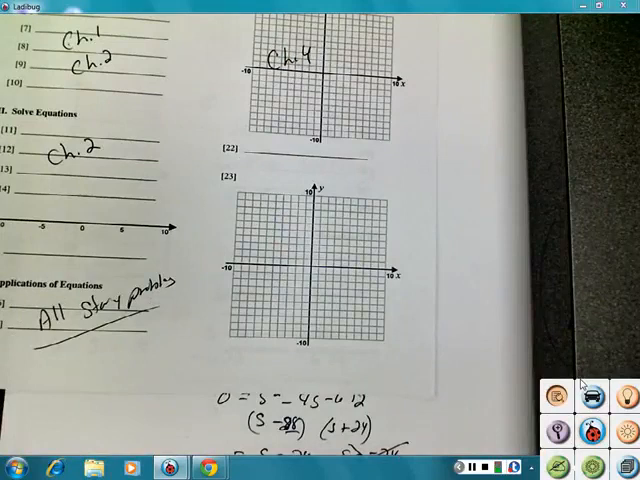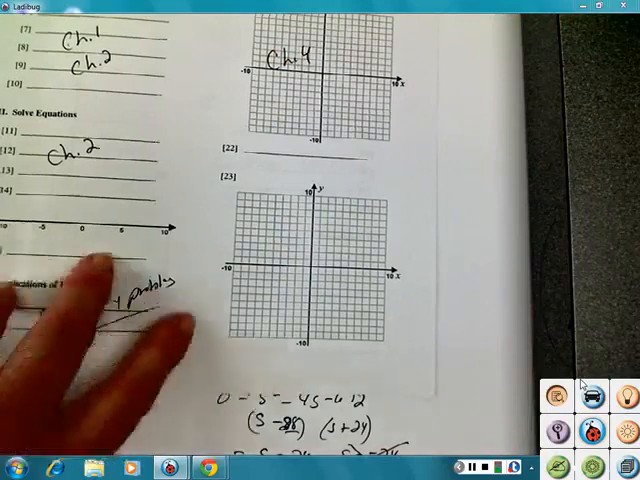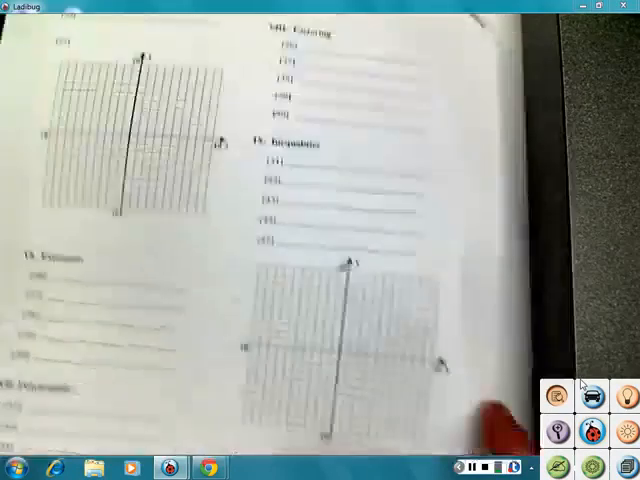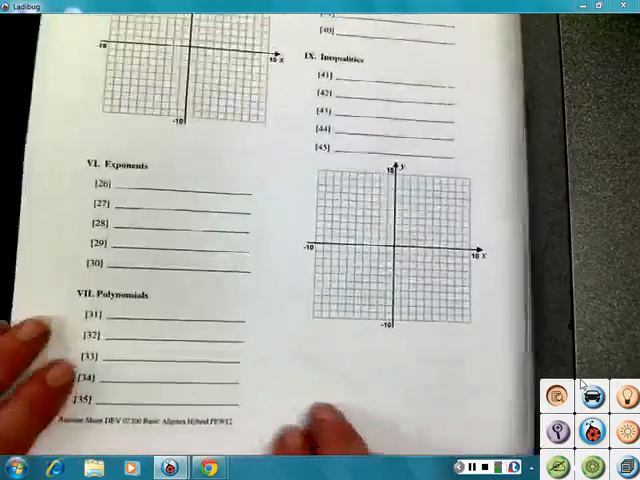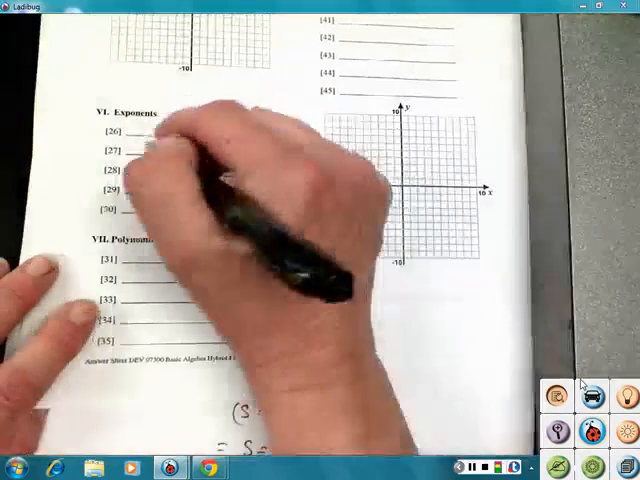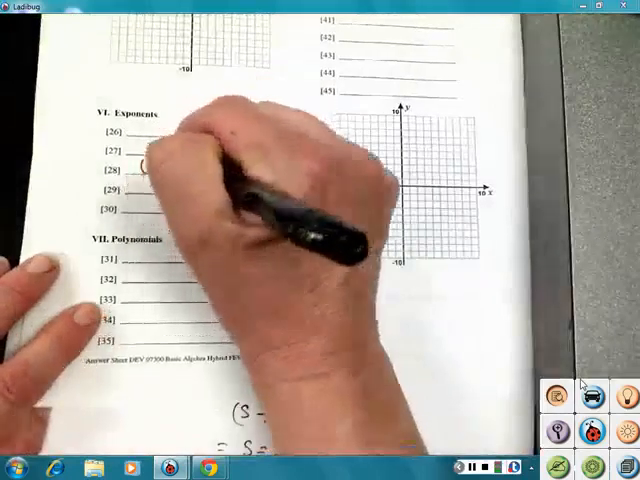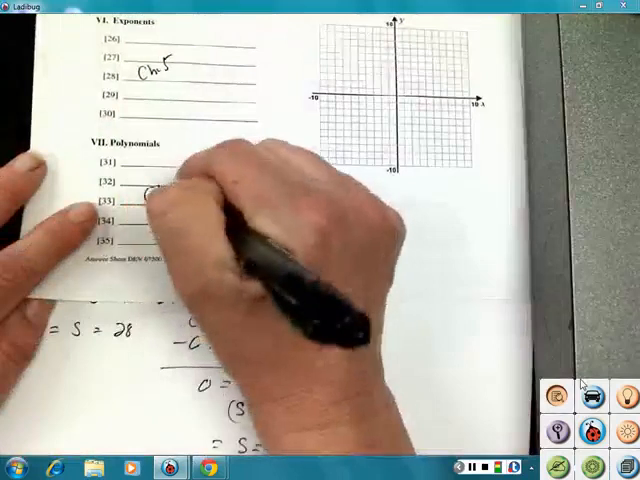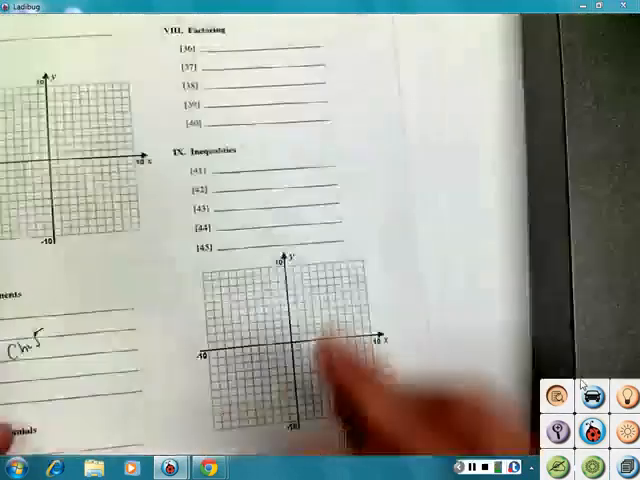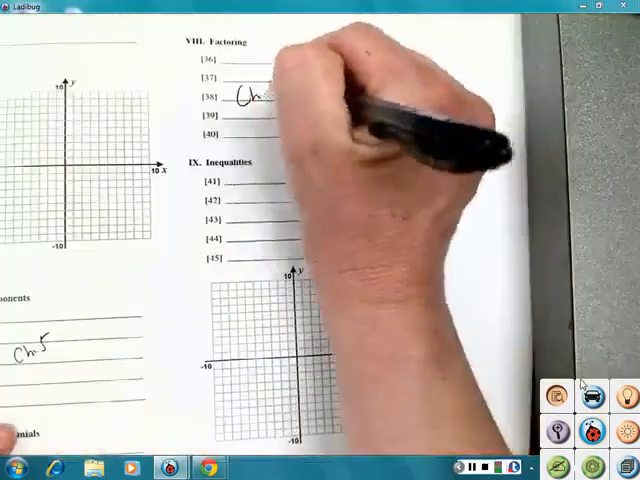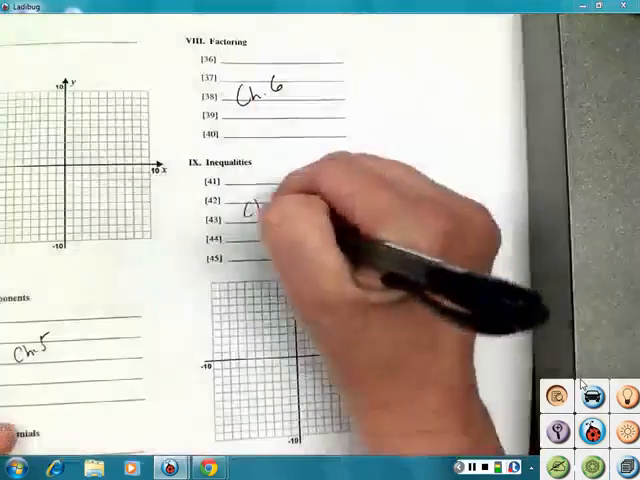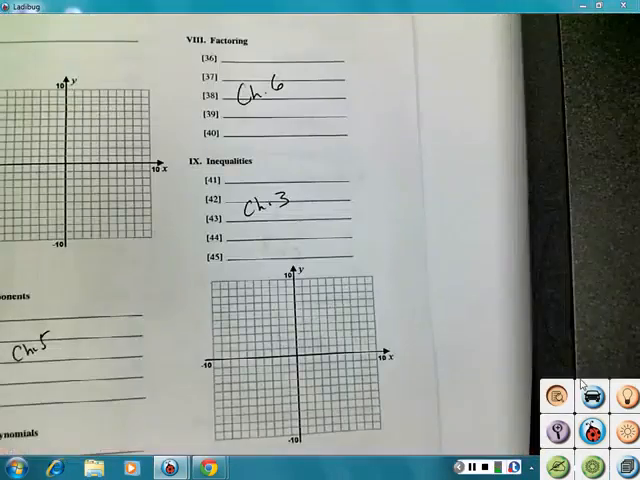Yes, it should be pretty much similar to the stuff you have in there. Not as many questions, not as many broken out steps. You should be good. Now you have to flip the page. Chapter 5 is polynomials. Chapter 6 is factoring. And chapter 3 is inequalities. Okay? So that's where it all lines up at.